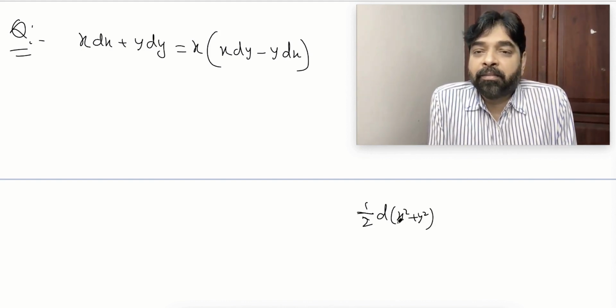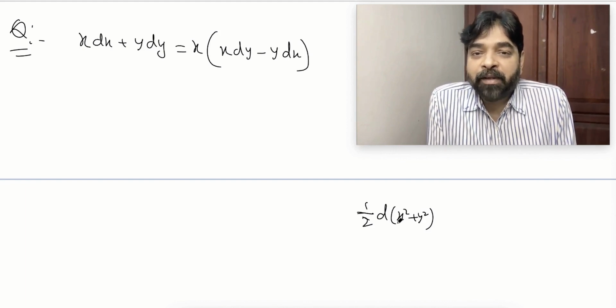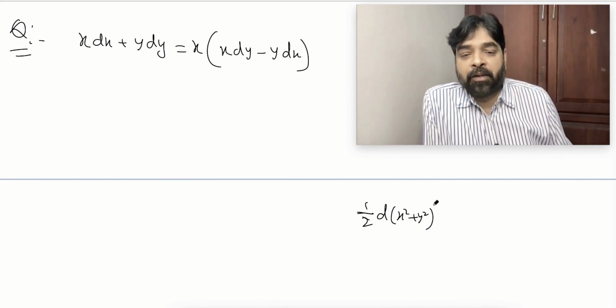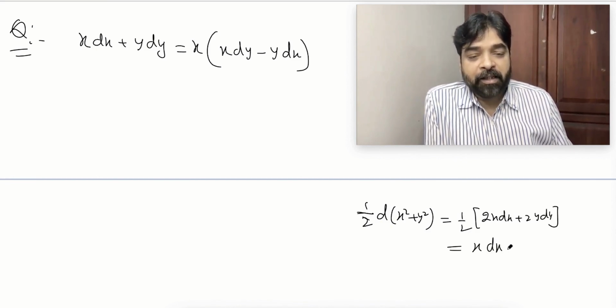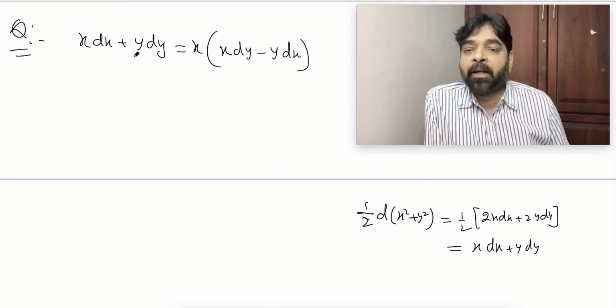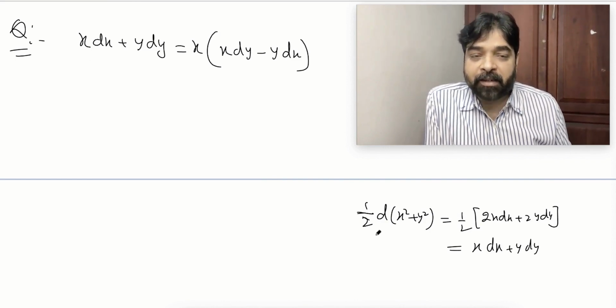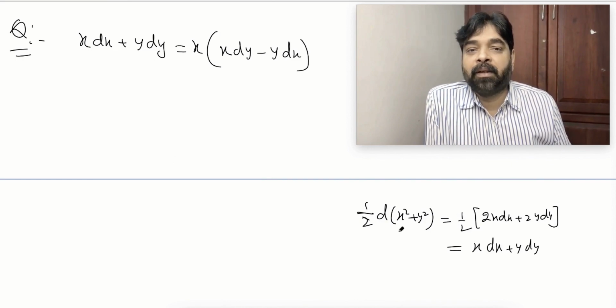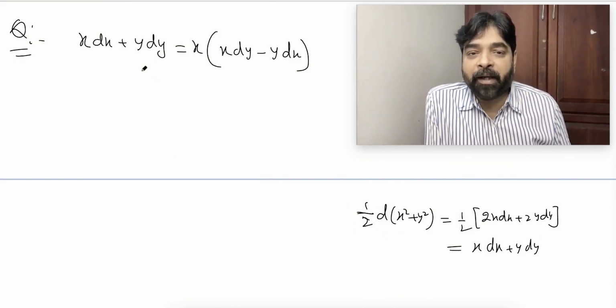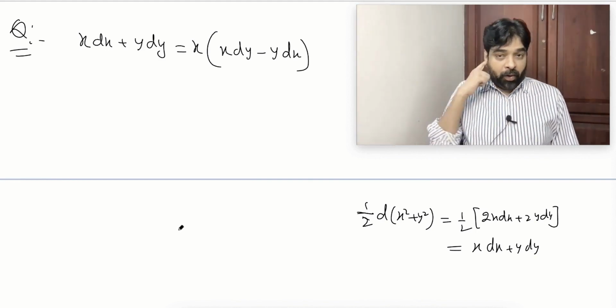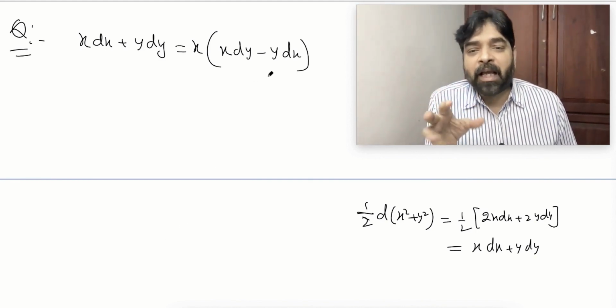Can we write like this at all? d of x square differences and 2x dx. d of y square differences and 2y dy. So if you expand it, you'll get 1 by 2 times 2x dx plus 2y dy. So 2 is common and cancels, so we'll get x dx plus y dy. So this is nothing but this. I can write this statement here. Yes or no? This statement also we can write something.